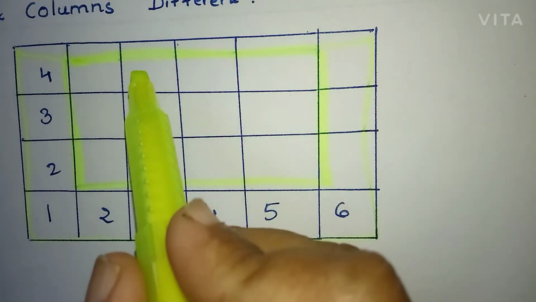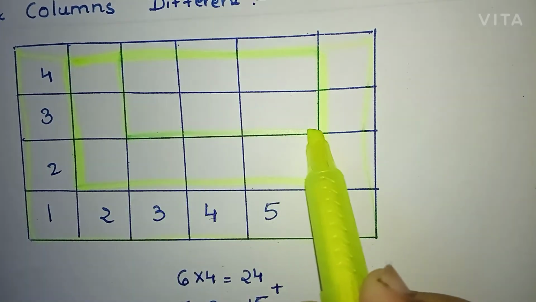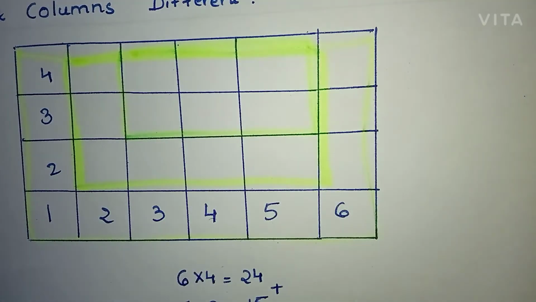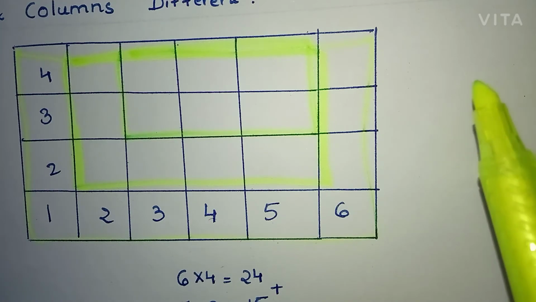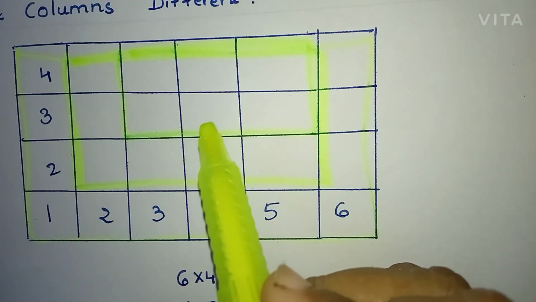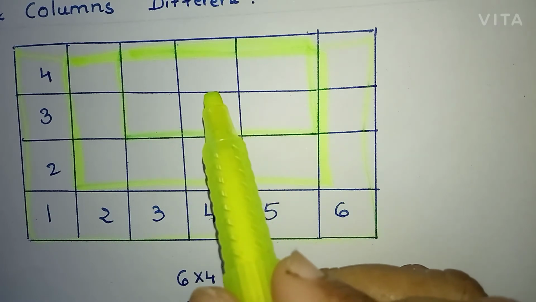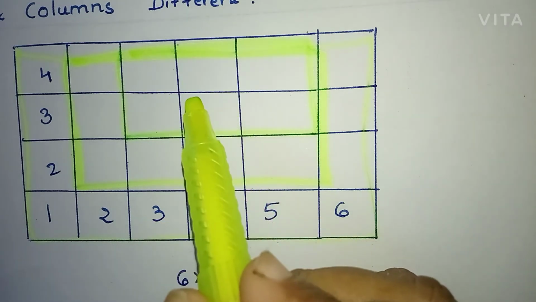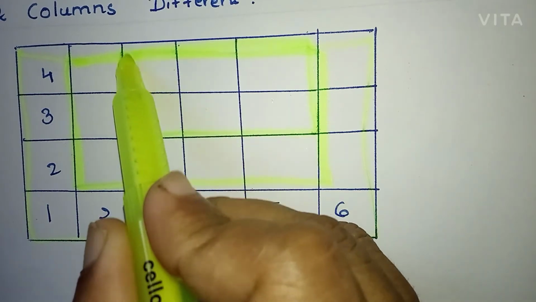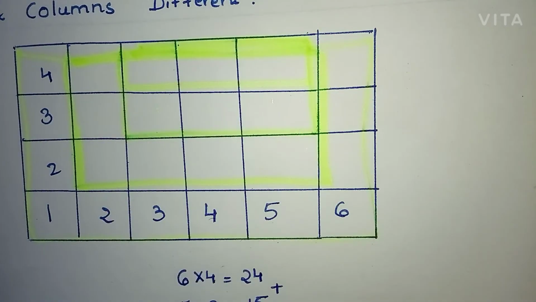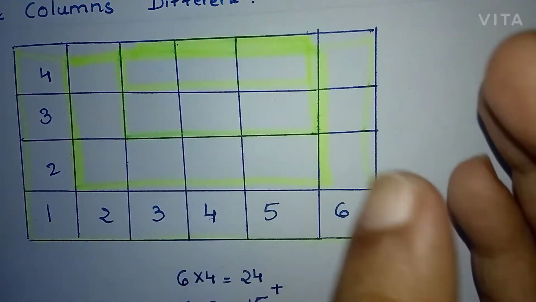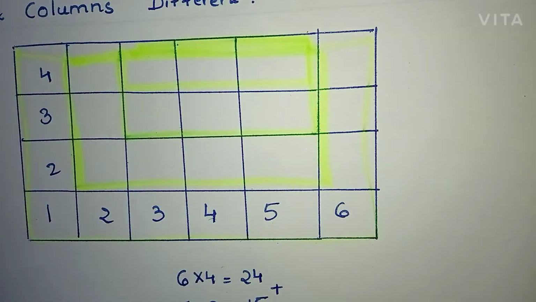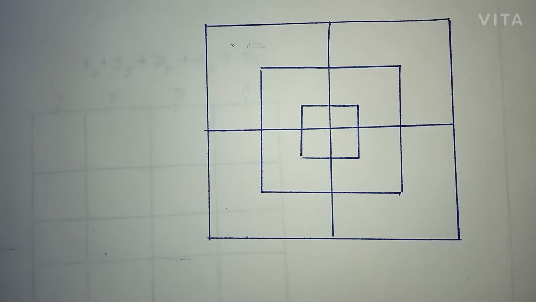Next what did we do? We did 4 cross 2. Okay, the next in the sequence was 3 cross 1. Correct? That is 3 cross 1. Did you get it? It went on decreasing and at last we added all those to get the number of squares.